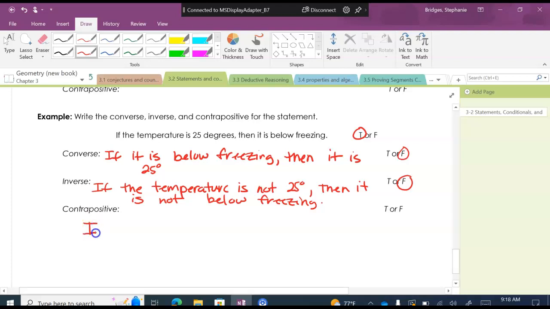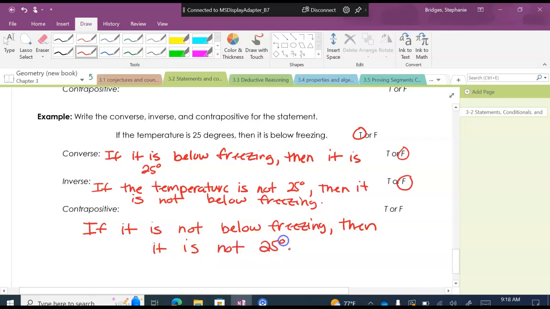So it would say if it is not below freezing, then it is not 25 degrees. True or false? True. Again, if you're not sure, that one has to match the original statement.